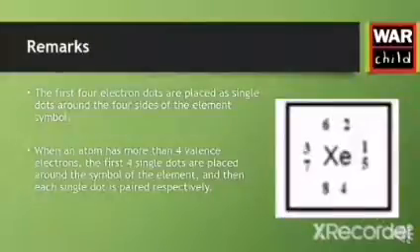Remarks. We have here some remarks. The first four electron dots are placed as a single dot around the four sides of the element symbol.